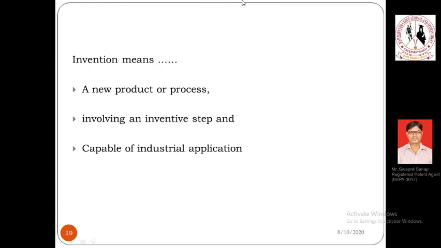Let me quickly revise it again. Any new product or process involving an inventive step, that means there should be a problem and solution, and the solution you proposed should not be obvious to a person skilled in the art, right? This person skilled in the art is a person who is working in that industry or domain, right? And capable of industrial application, that is applicability. So these are all the requirements for any subject matter to be called an invention. If your subject matter has all of these things, only then would you be eligible to file a patent application.